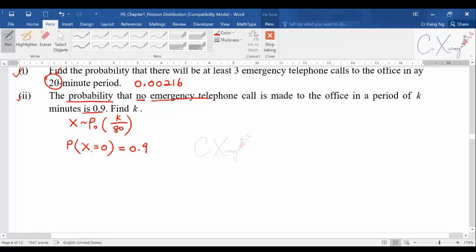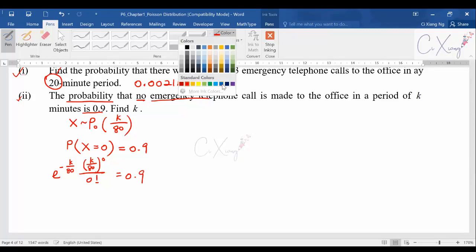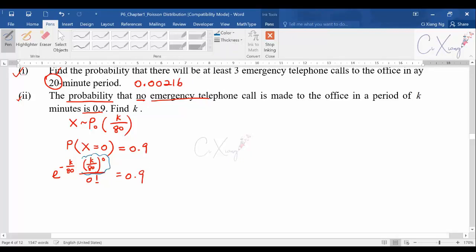Okay, so what is the formula for X equals 0 for the Poisson distribution? So e to the negative lambda, times lambda power 0, divided by 0 factorial, and it equals 0.9. Again, the same concept that you learned before: no matter what number you have here, it is always equal to 1, and this number itself also always equals 1. Therefore, you have e to the negative K over 80 equals 0.9.